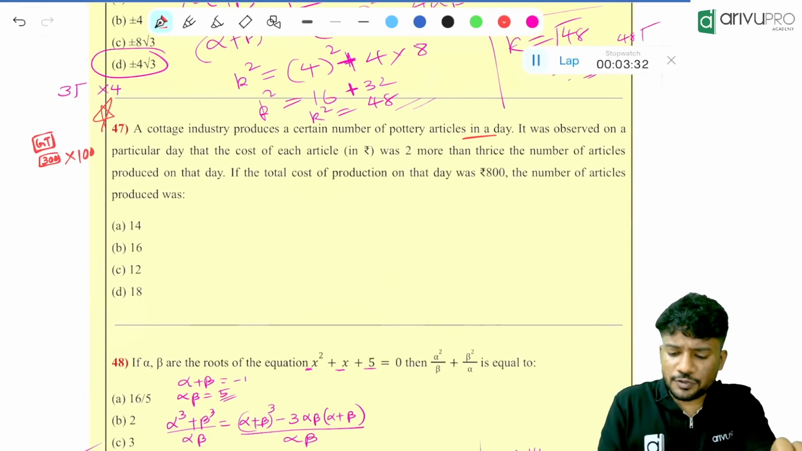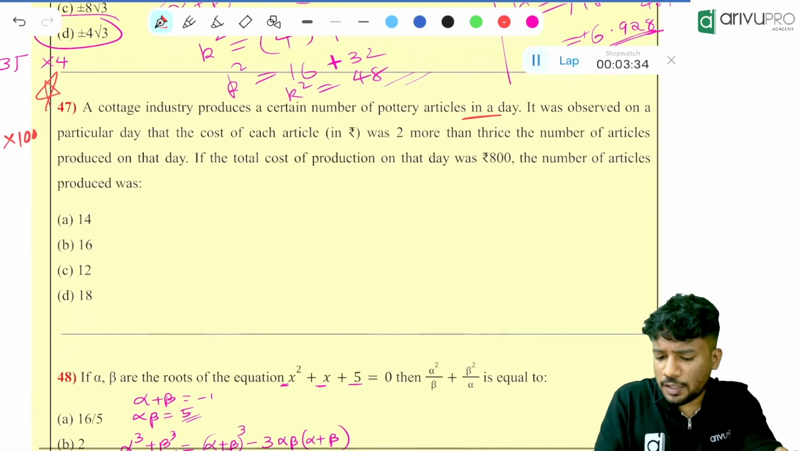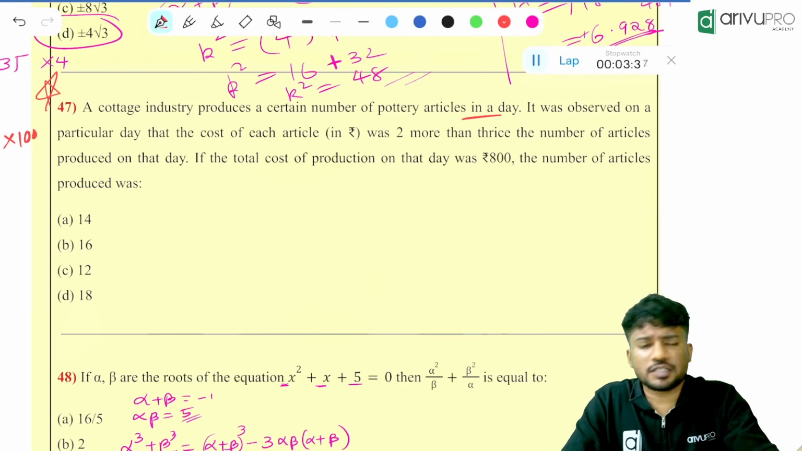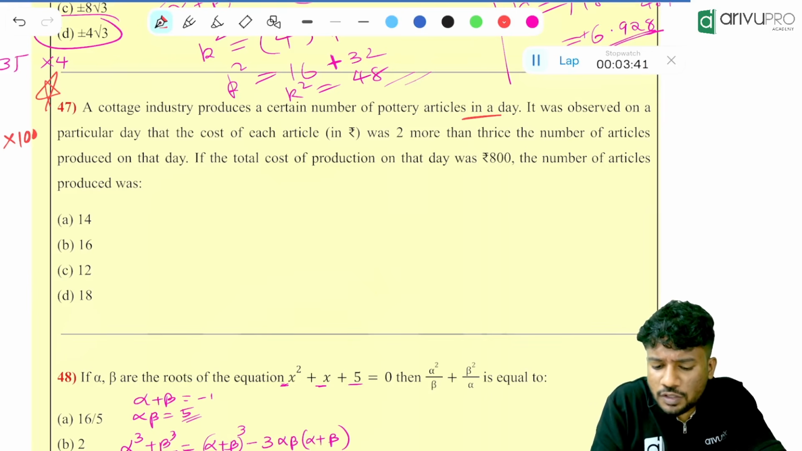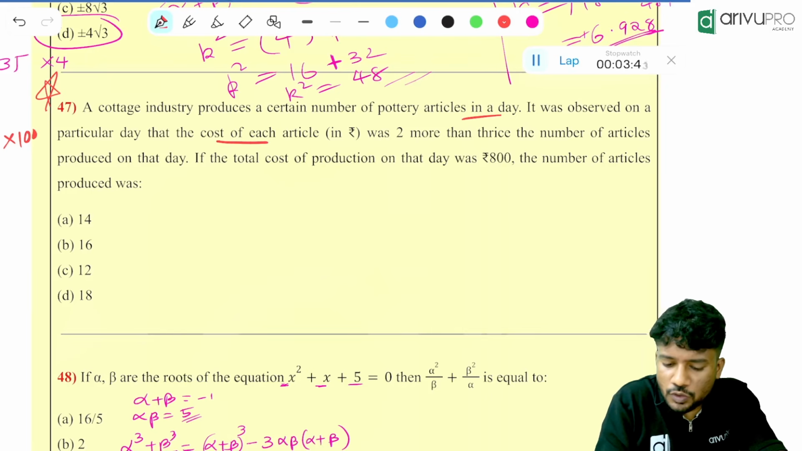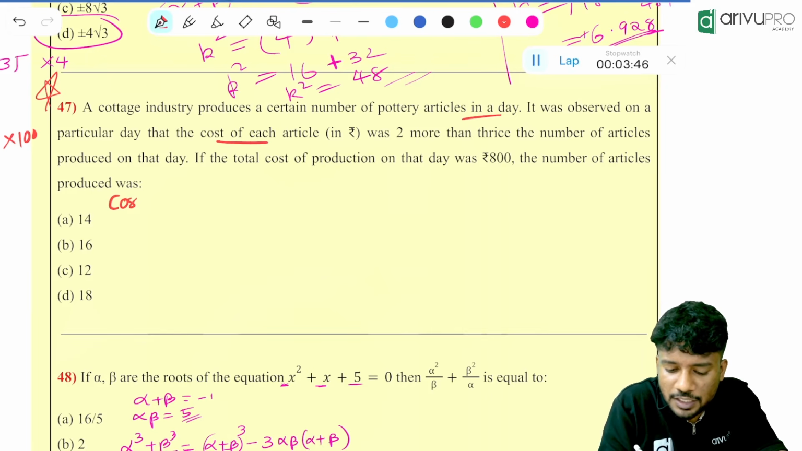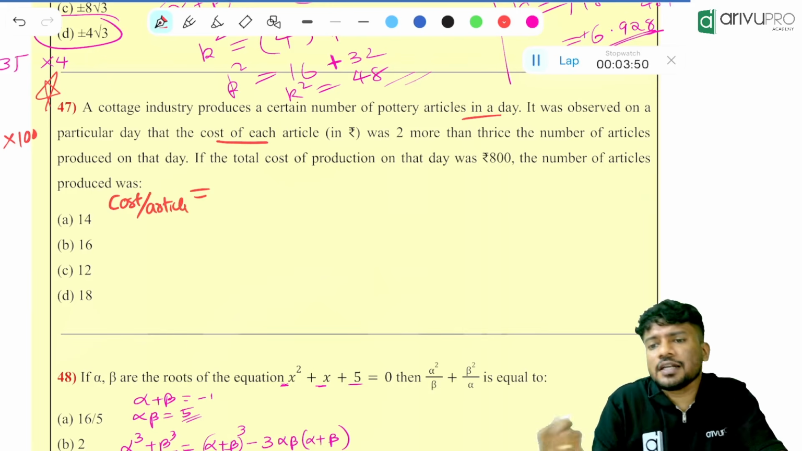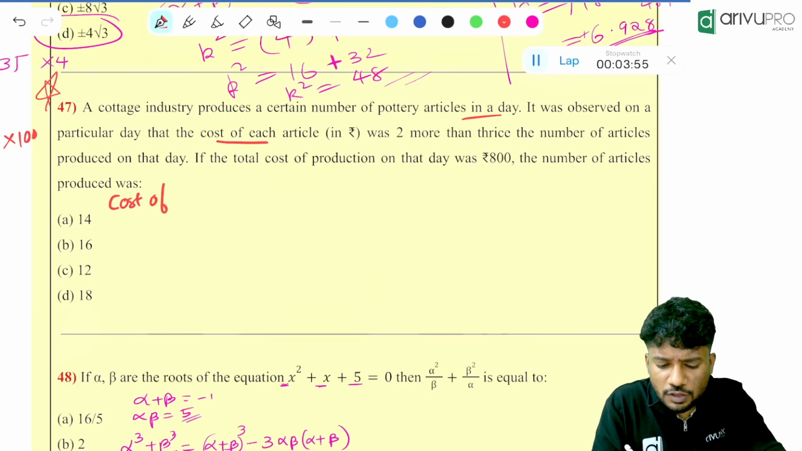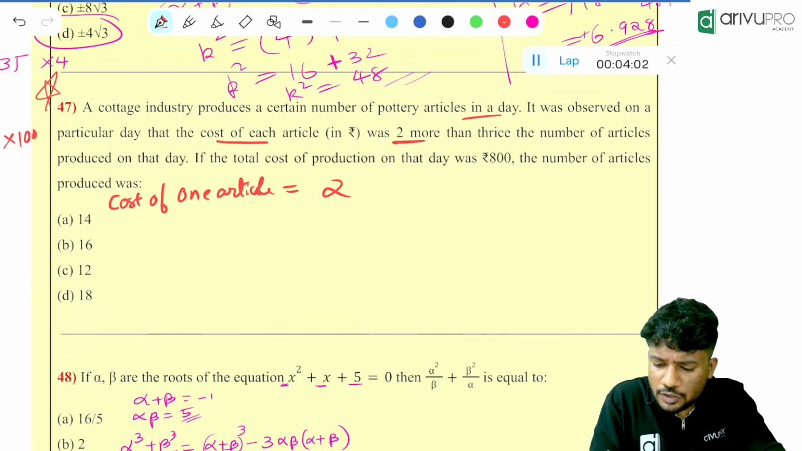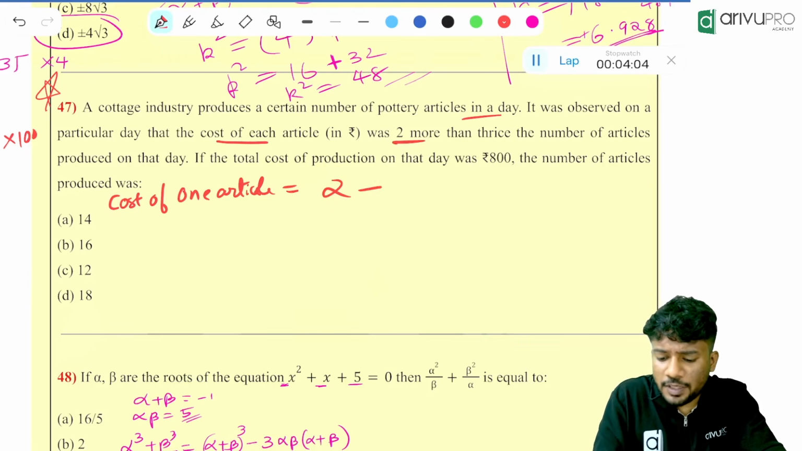A cottage industry produces a certain number of pottery articles in a day. It was observed that on a particular day, the cost of each article was... So, cost of each article means the cost per article, correct? For one article, how much is the cost? I will write it as cost of one article is given to be 2 more than. 2 means you will write 2. More than means you will write plus.